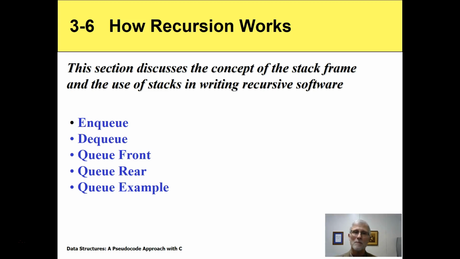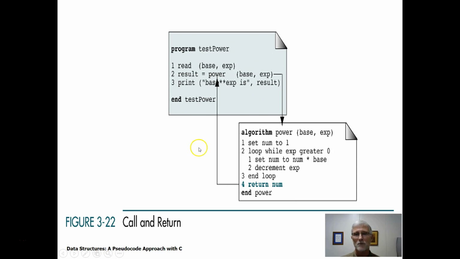Now we're going to talk about the concept of a stack frame and its use in writing recursive code. Here we have a power routine. I read the base and exponent, and I'm being passed the base and exponent. Set the result to 1, then loop until the exponent is greater than 0, multiplying by the base and decrementing the exponent. So I'm just computing the power.